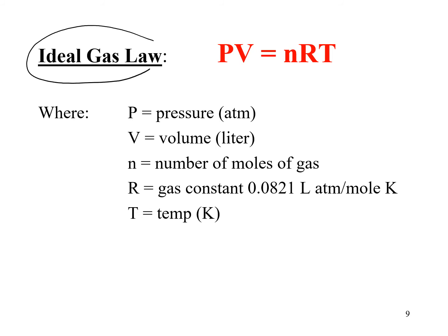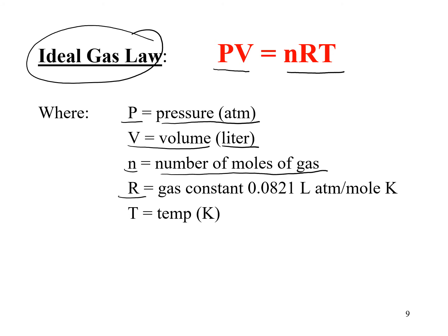The ideal gas law is PV equals nRT, where pressure is in atmospheres, volume is in liters, n is your number of moles of your gas, R is a gas constant, which is 0.0821 liters times atmospheres divided by moles divided by Kelvin. The R value will be given to you when you're doing calculations. And temperature, your units are in Kelvin.